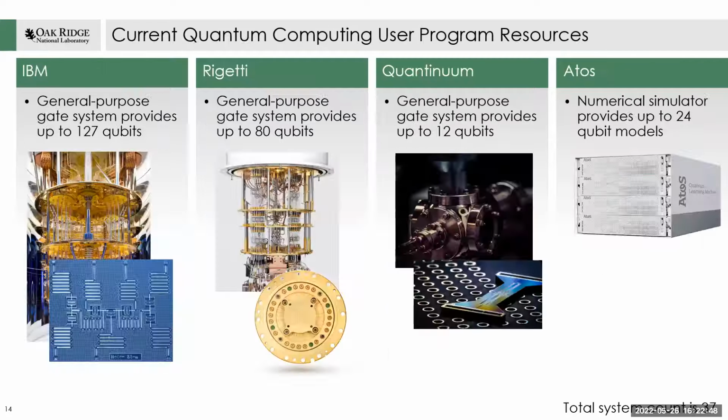Now, for the 3 systems that I was talking about earlier, you can see here a few more highlights. The IBM systems, the largest one there has 127 qubits. The Rigetti system goes up to 80 qubits. Let me just say, even though both of these systems are based on superconducting transmon technologies, they actually come with different features enabled in them.